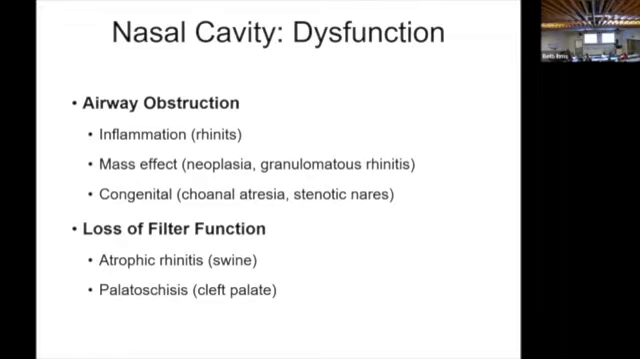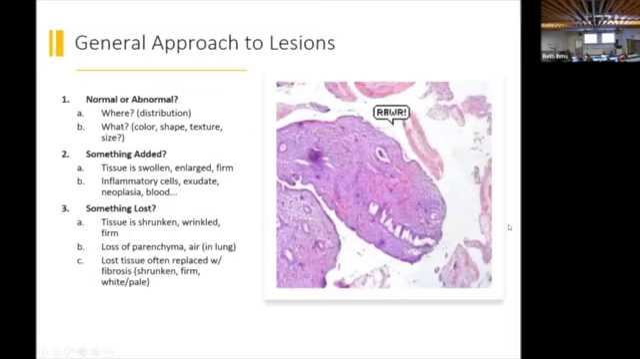All right, so dysfunction in the nasal cavity. We can have obstruction by various things, or loss of filter function with loss of our cilia, or with loss of mechanical barriers. So backing up a little bit, my general approach to lesions. First, we ask ourselves, is it normal or abnormal? We do our description. Where is it abnormal? What's abnormal about it? And then, pretty important for looking at specific tissues, has something been added to the tissue, or has something been lost from it?